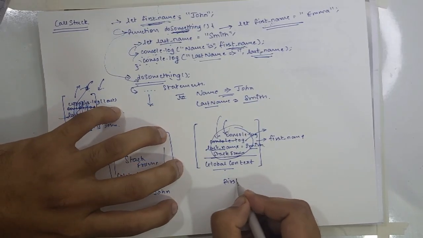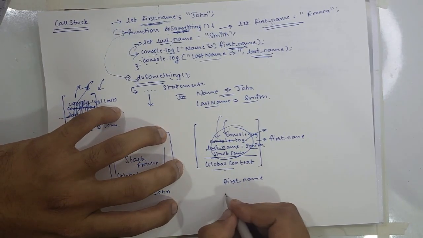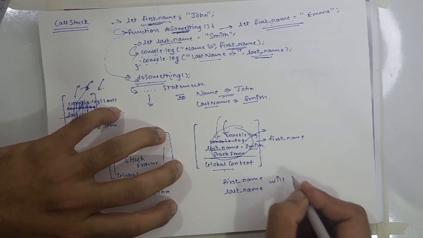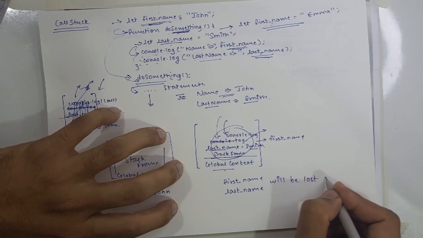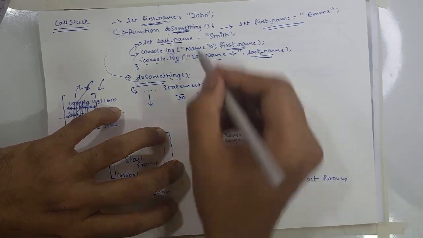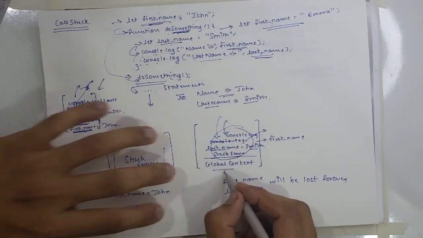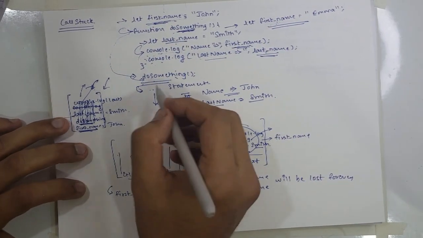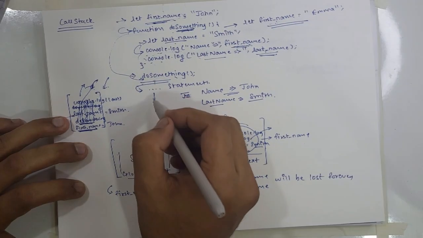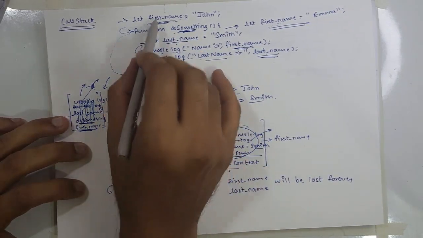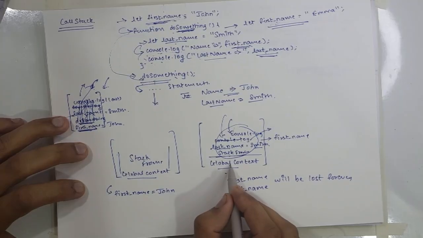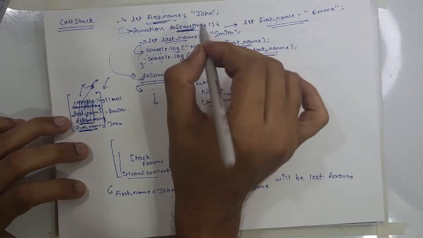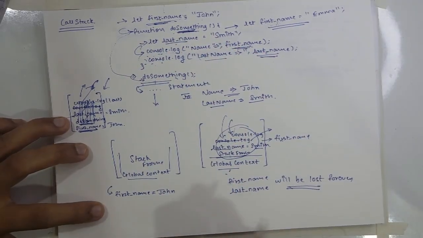Once the function executes, first_name and last_name will be lost forever. But first_name John will stay in the global context as long as the global context is active. That means as long as my compiler is executing other statements below doSomething, my global context will be active. This first name will be present in the global context, but this first name for this doSomething function's stack frame will be lost forever.